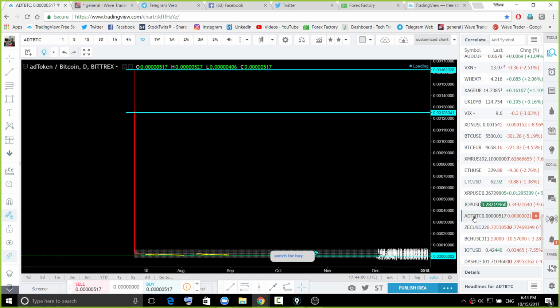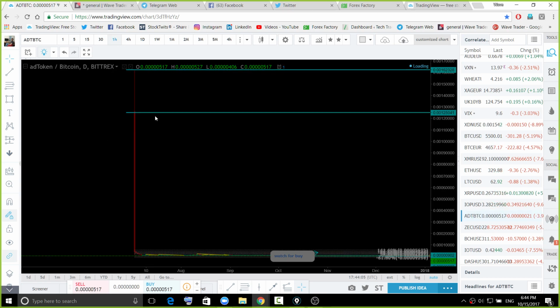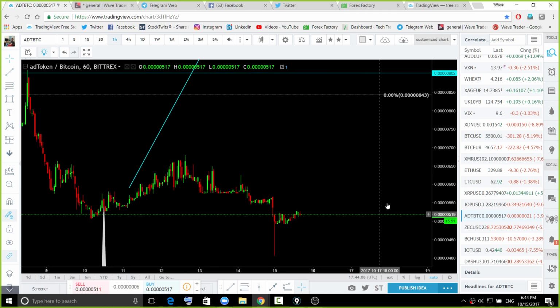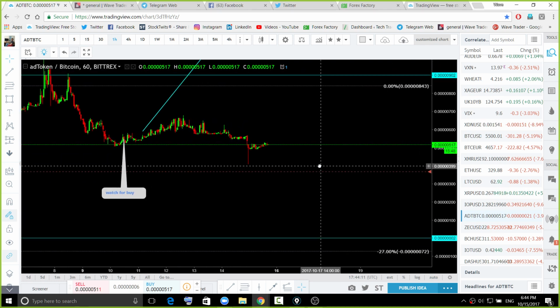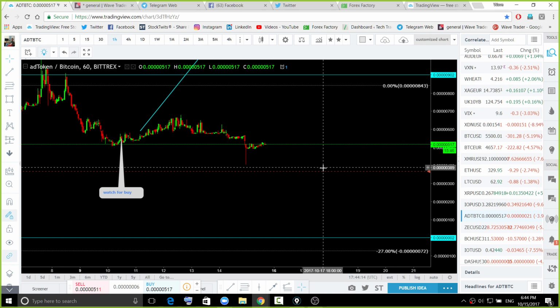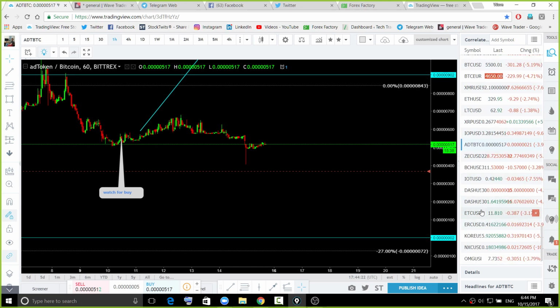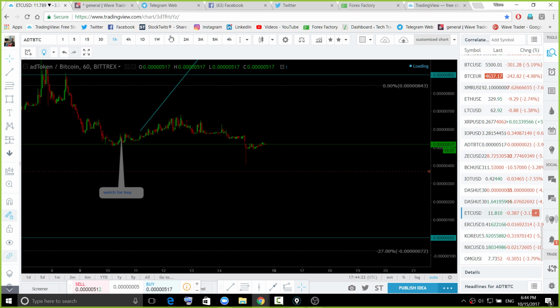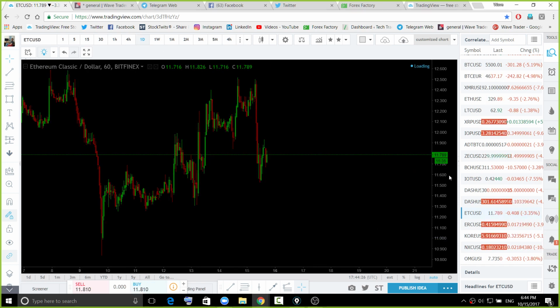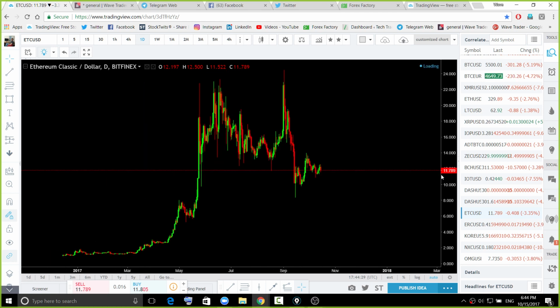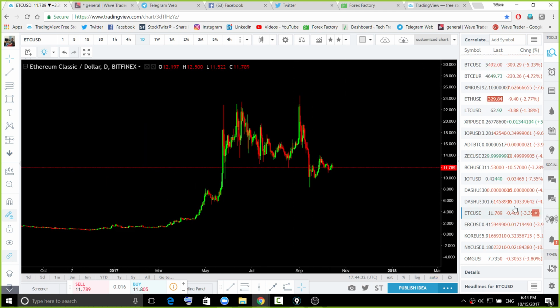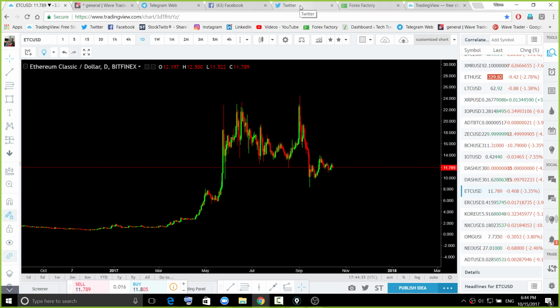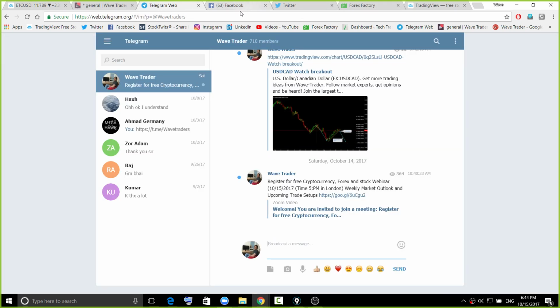Other coins: look for buy on the ad token. It is at the lowest place, very cheap. I don't think it is going to go beyond the zero, so keep an eye. Ethereum, I don't see a trade right now, but once I see that, I'll update about that on TradingView. Just keep following me on Telegram, Twitter, Facebook, and TradingView.